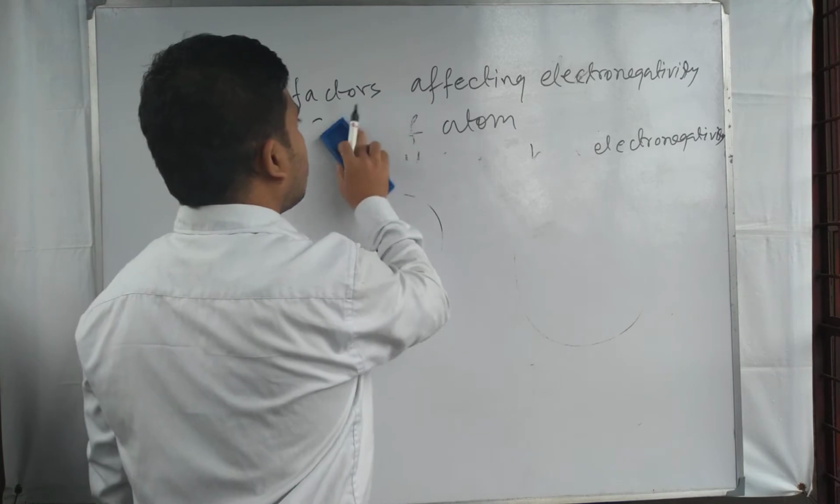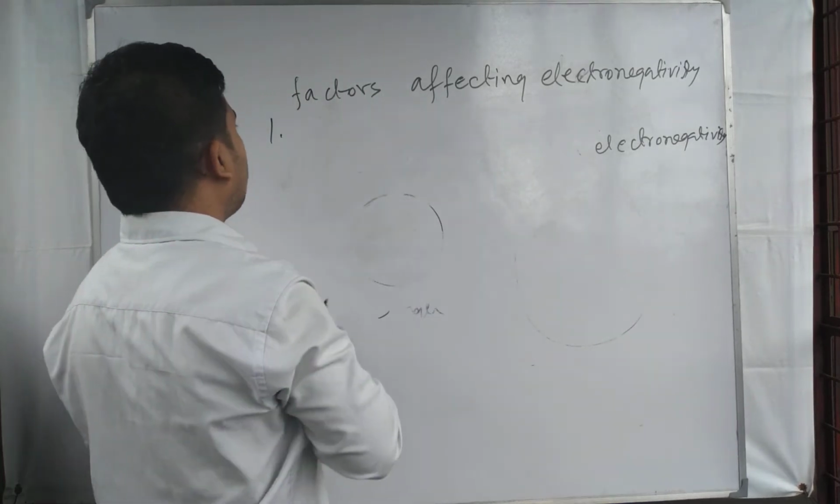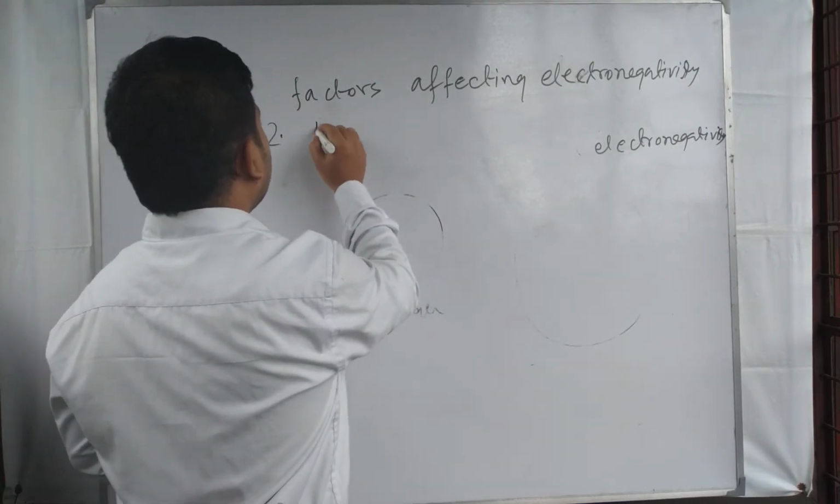The next important factor that is affecting the electronegativity value, number two, is the nuclear charge.